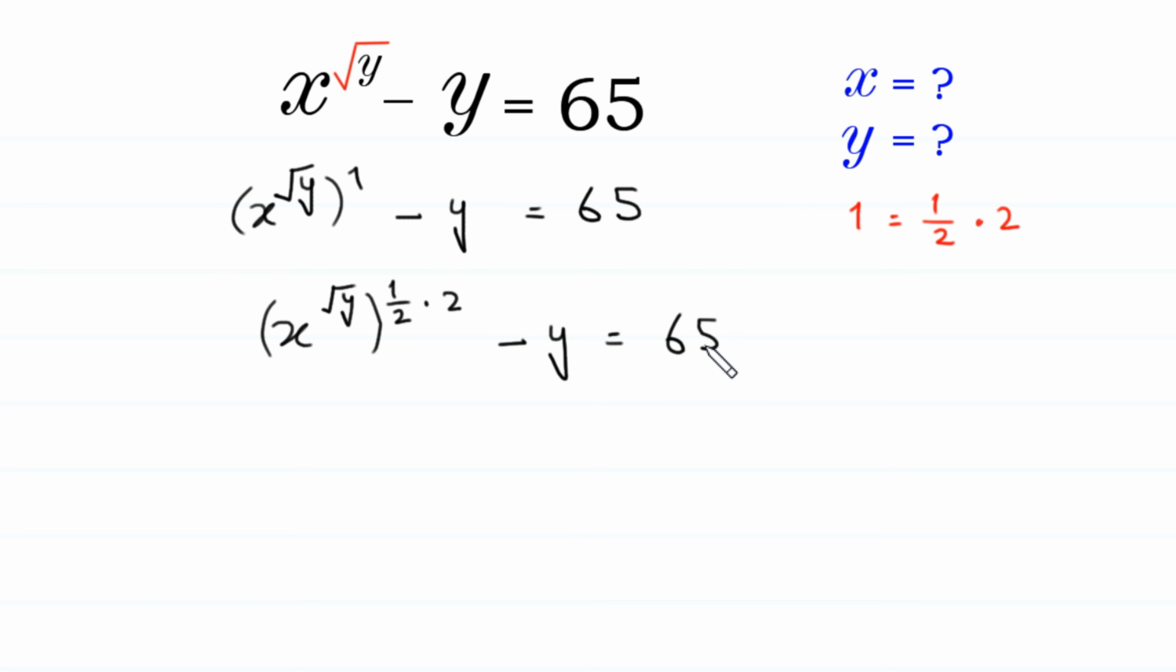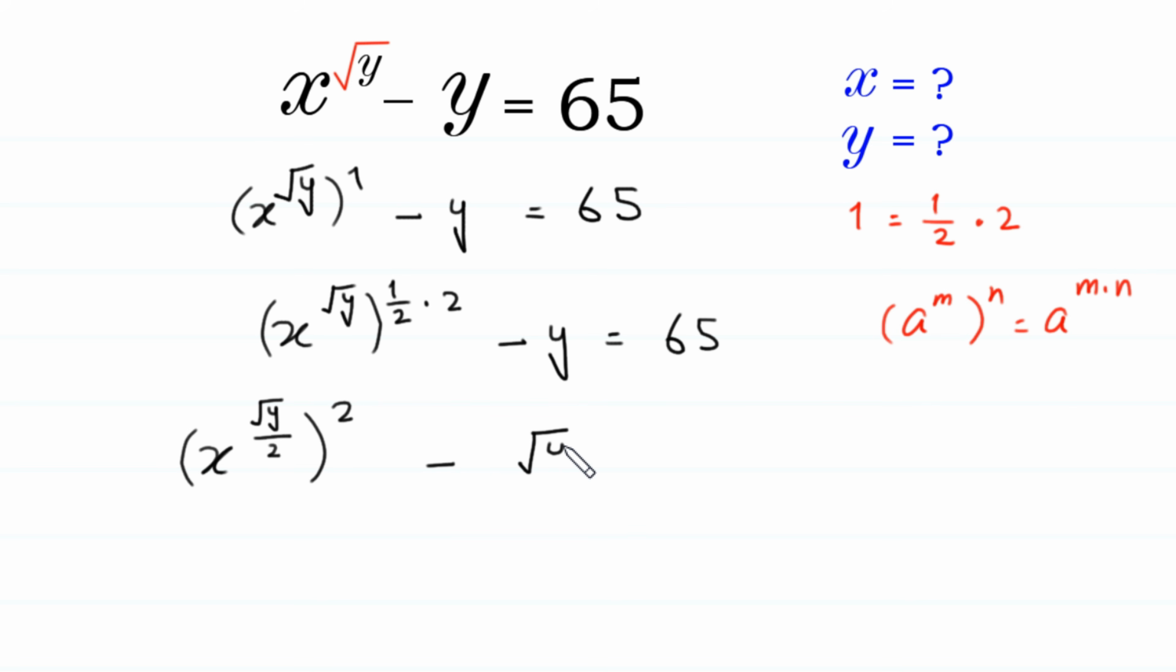Now according to the property of exponents, a to the power m whole to the power n is equal to a to the power m times n. We multiply this power square root of y by this power 1 over 2: x to the power square root of y times 1 over 2, square root of y over 2, whole to the power 2, minus, and we can write this y as square root of y squared, is equal to 65.